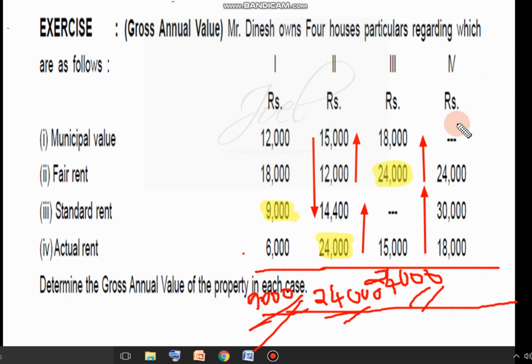Then we'll see the fourth house. The first step is municipal value and fair rental value. Municipal value is not given, so 24,000 itself is the highest amount. That amount and standard rent we can consider. Standard rent we can consider up to 30,000 here, but we have only 24,000. Whichever is lowest we consider, so it will come up to 24,000. Then 24,000 and 18,000: when you compare the highest one, you get an answer here again as 24,000. So you will get an answer of 24,000 for the final case.